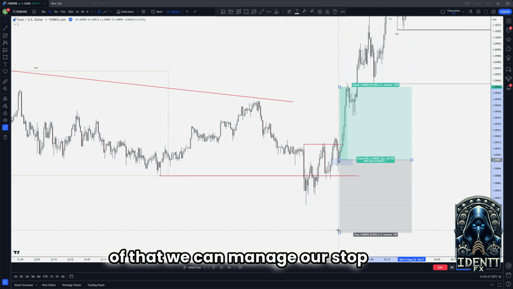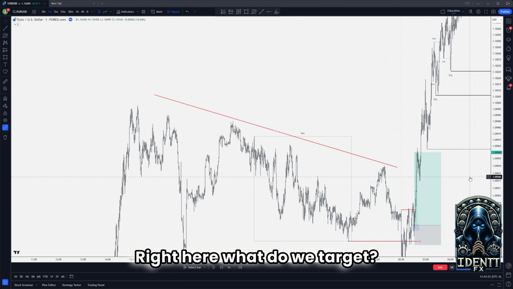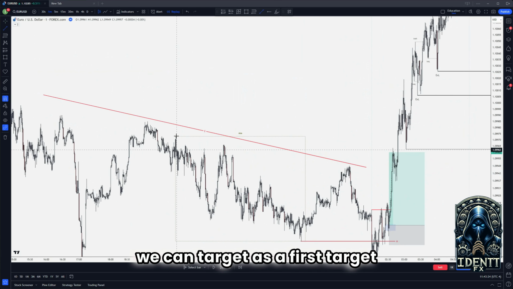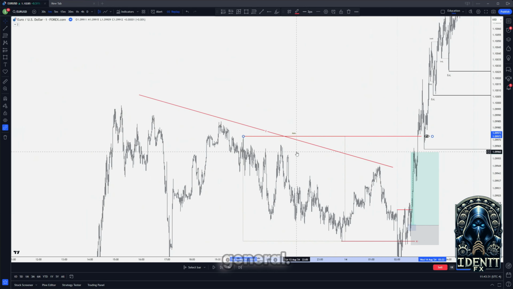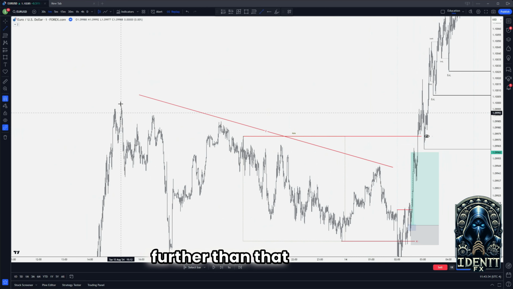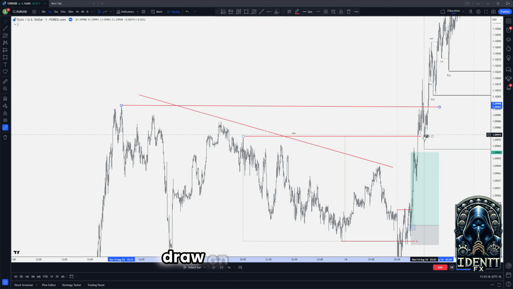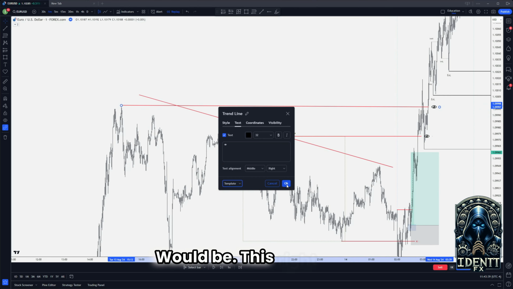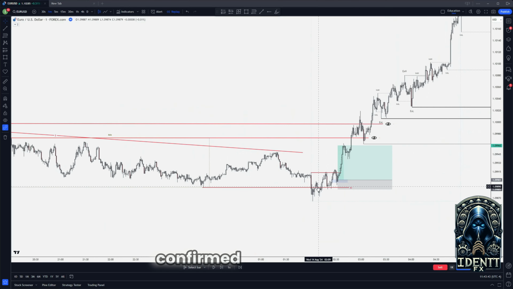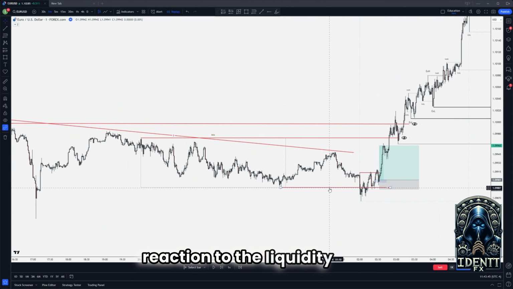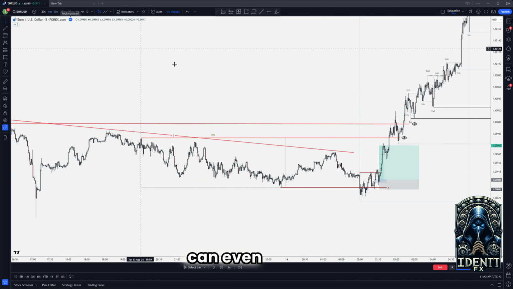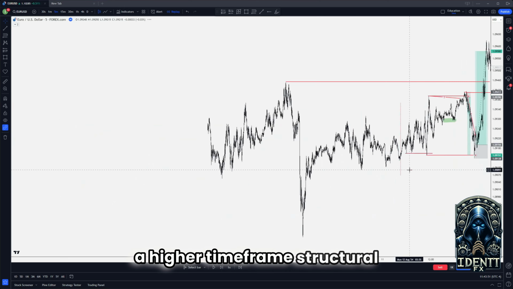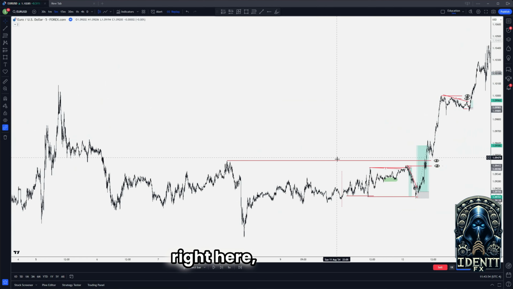We can manage our stop loss right here. And what do we target? We can target as a first target the Asian session low, because we know that there's going to be a lot of liquidity there. We know that there is a lot of liquidity built up here in general. And we could even go further than that and say another very high probability drawn liquidity point would be this right here. And since we have already confirmed that there is a reaction to the liquidity that we built and that we are likely going to continue pushing higher off of that, we can even look at a higher time frame structural point that we can target right here to the left.